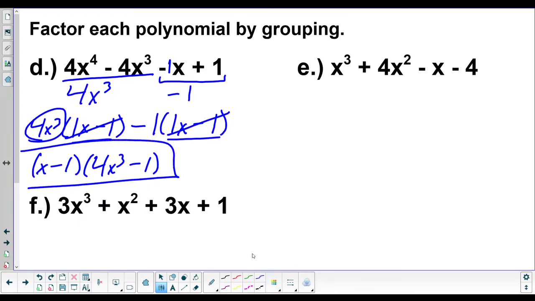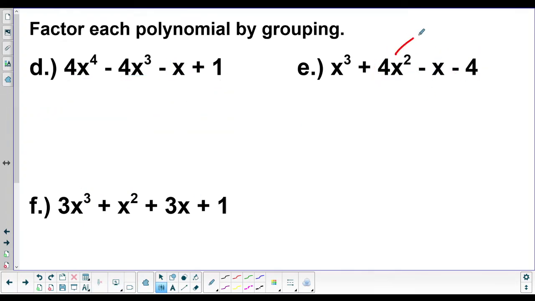All right, let's look at this one. This one is a good one for a trick that I know. You can rearrange these if you think it'll make your life easier. So what we're going to do is I'm going to say, oh, this one and this one have a 4. So I'm going to switch these terms to get the x's together and to get the 4's together. So I'm going to have x cubed, move this one in front, minus x, plus 4x squared, minus 4.